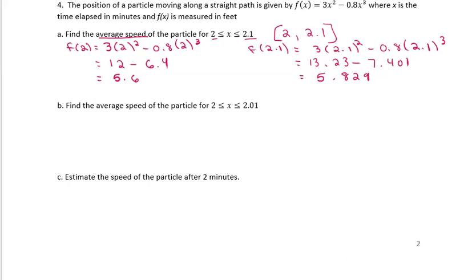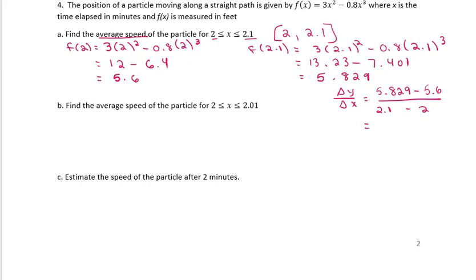Now we need to calculate our slope. So we have our change in y over change in x. So the y value of our second x coordinate, so that's this one right here. So that gives us 5.829 minus the y value of our first x coordinate, so 5.6. All over our second x value, which was 2.1, minus our first x, which is 2.